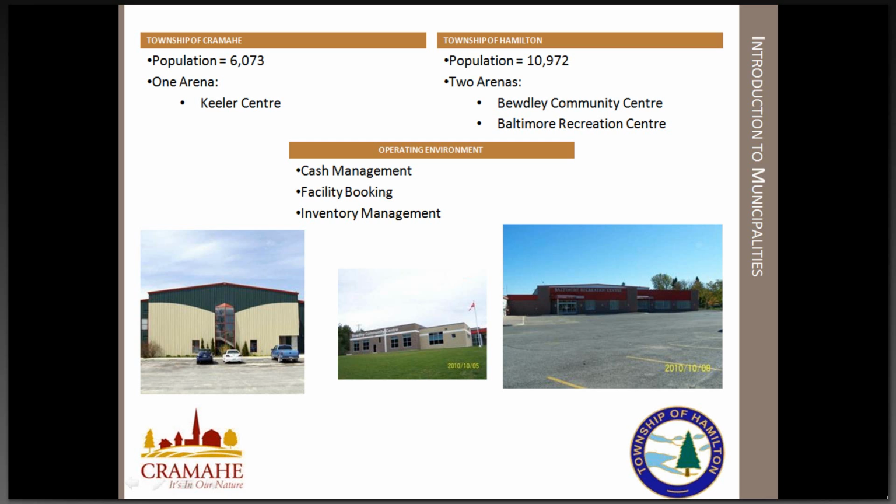And Hamilton, with a population of almost 11,000, operates two arenas. They are the two to the bottom right. All three facilities offer similar services, primarily rentals to various recurring and non-recurring user groups. The only real differentiating factor between them is that the Keeler Center in Crammy operates a canteen. The operational environment that was reviewed was to ensure that management objectives were being achieved, and the processes related to cash management, facility booking, and inventory management.